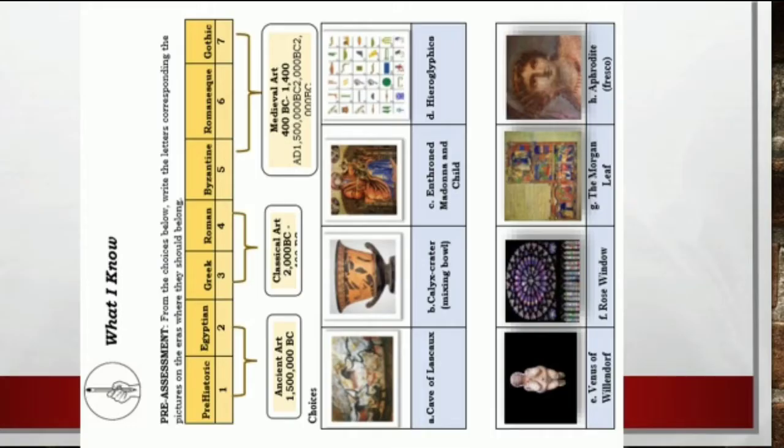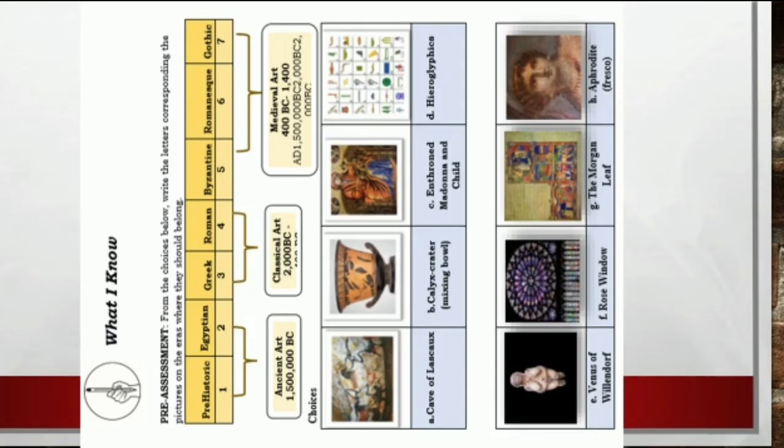Okay, paki-portrait muna po ang cellphone. What I know, pre-assessment from the choices below. Write the letters corresponding the pictures on the eras where they should belong. Number 1, prehistoric. Number 2, Egyptian. Number 3, Greek. Number 4, Roman. Number 5, Byzantine. 6, Romanesque. 7, Gothic. Dito po kayo mamimili sa A, Cave of Lascaux.